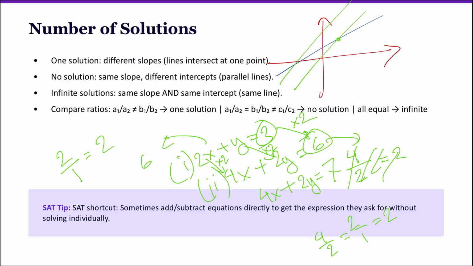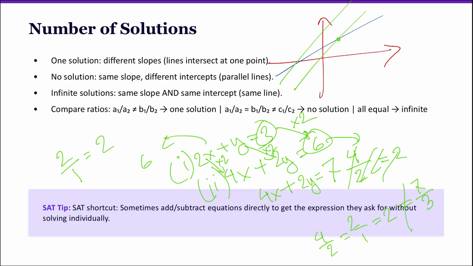But if we compare the two c's, if we take the ratio of the c's, then we get 7 over 3, which is not equal to 2. And in that case, we have two different lines that are parallel, but they're distinct. They have different y-intercepts. And in that case, we have no solutions.